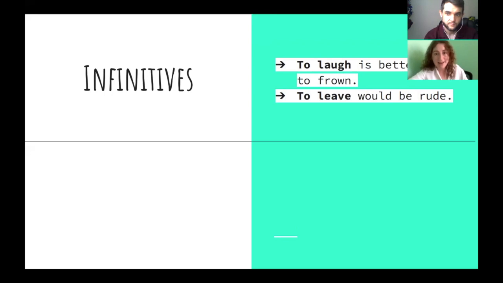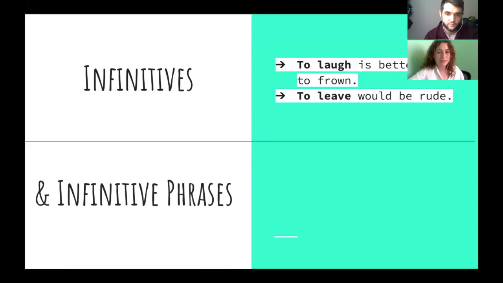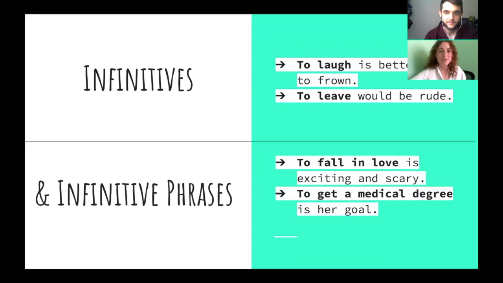Okay, and again, we can have infinitive phrases. You might see a pattern coming on here. In an infinitive phrase, again, we've got the infinitive, to, and the verb in simple form, and a little more information. To fall in love is exciting and scary. It's not just to fall, it's to fall in love. To get a medical degree is her goal. The subject here is to get a medical degree. That's what we're talking about in this sentence.